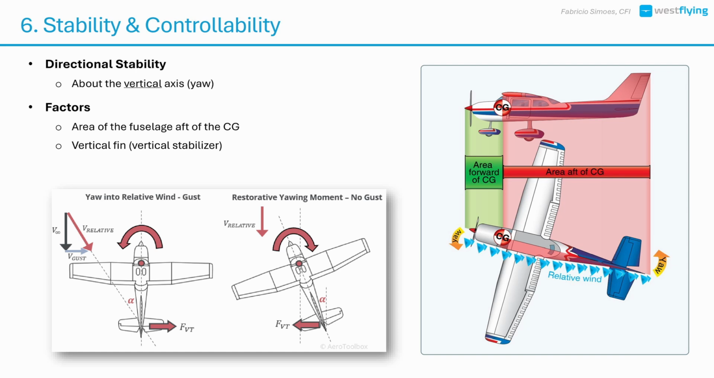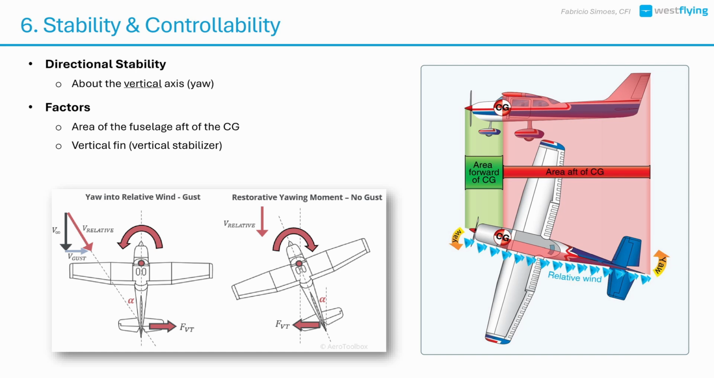The fuselage area aft of the CG. When the nose yaws, the side of the fuselage acts like a weather vane, helping to push the nose back in line. The vertical stabilizer. It provides the most significant stabilizing force. The larger it is, the stronger the yaw correction.